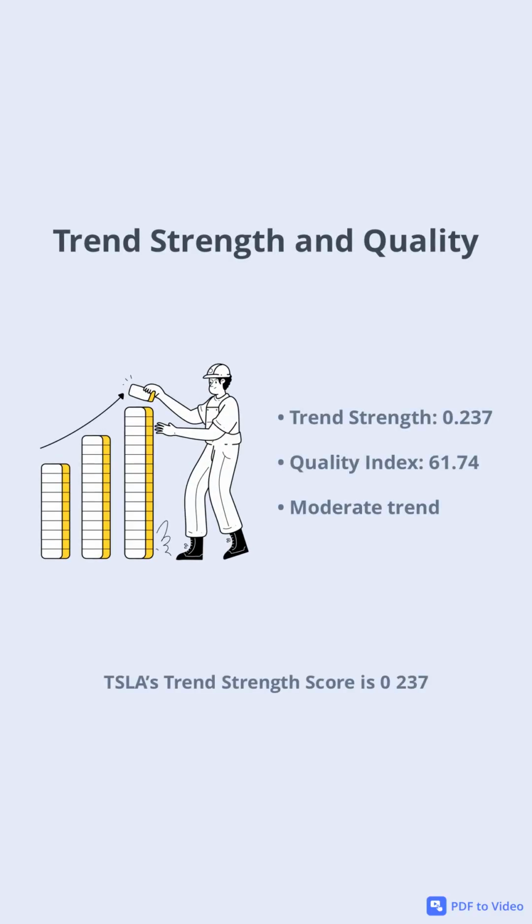TSLA's trend strength score is 0.237, and the trend quality index is 61.74. These metrics suggest a moderate but not overwhelming trend. While the price is above most moving averages, the trend's strength is not at its peak, indicating that while bullish, the move may be losing some momentum or entering a consolidation phase.